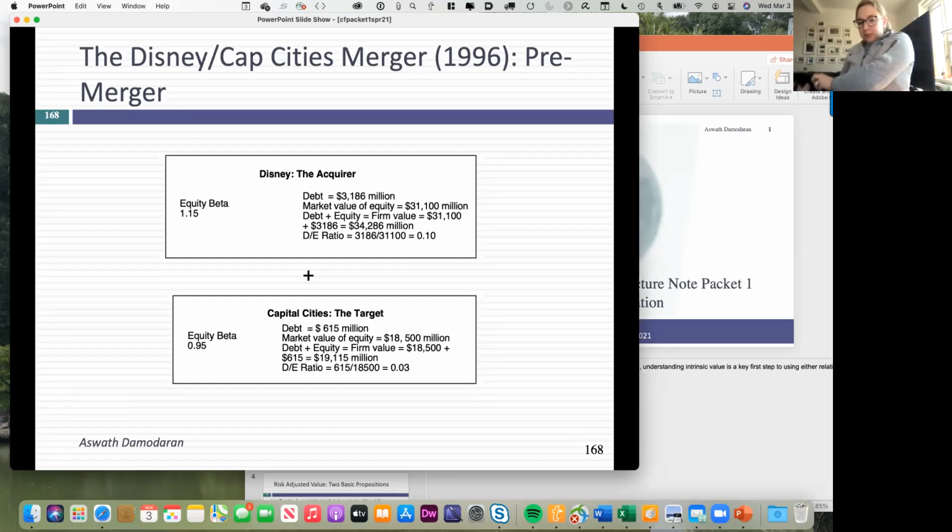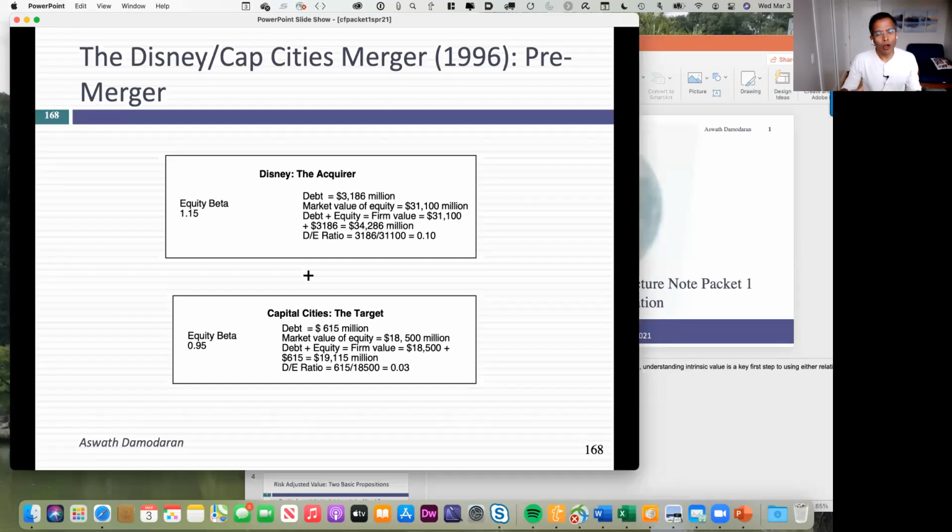Because it can finance it with new equity by issuing shares. It can finance it with debt by borrowing money. It can finance it with a mix of debt and equity. Now, I'll tell you how they're going to finance it in a moment. Before I do that, I'm going to do something I do in every merger before I even know the financing.